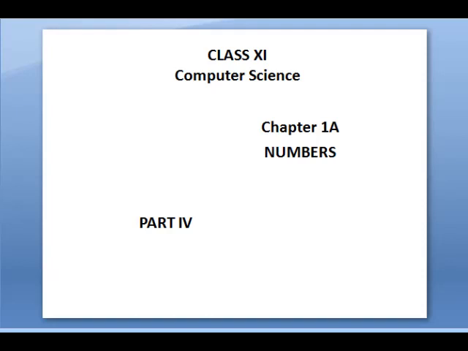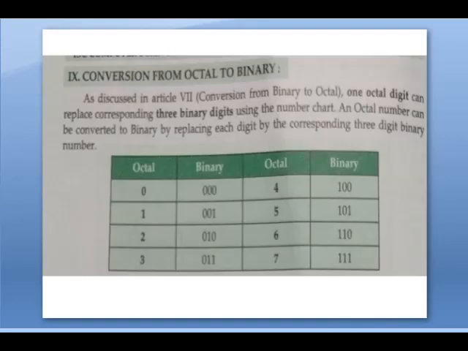Students, this is the last part of this chapter, numbers. In the previous part, we studied how to convert a binary number to an octal equivalent. Here we do just the reverse of the previous portion, that is, conversion from octal to binary. How to convert an octal number to a binary number.